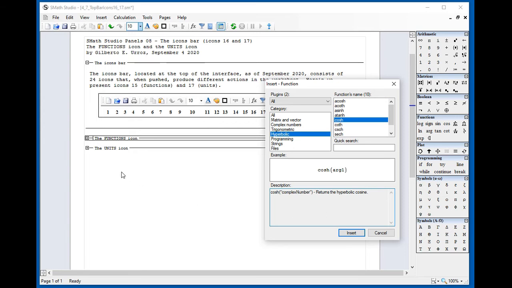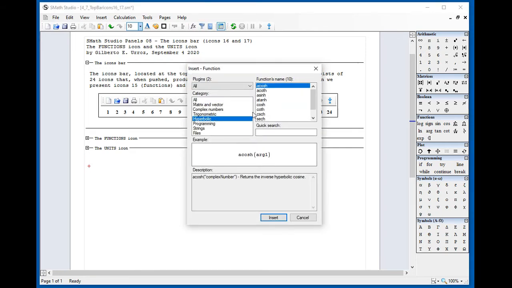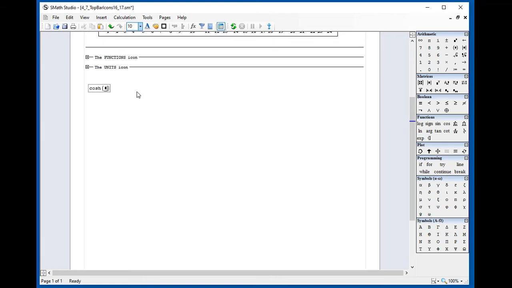So I could click over here. Well, I'm going to have to cancel here and click. I need to have a click point where you're going to introduce the function, and go here to hyperbolic, cosh, insert, and enter a number like 3.5, and then the equal sign, and I give it the hyperbolic cosine.